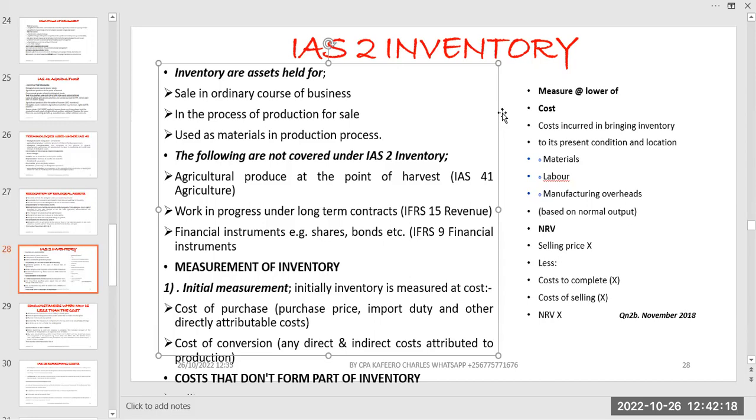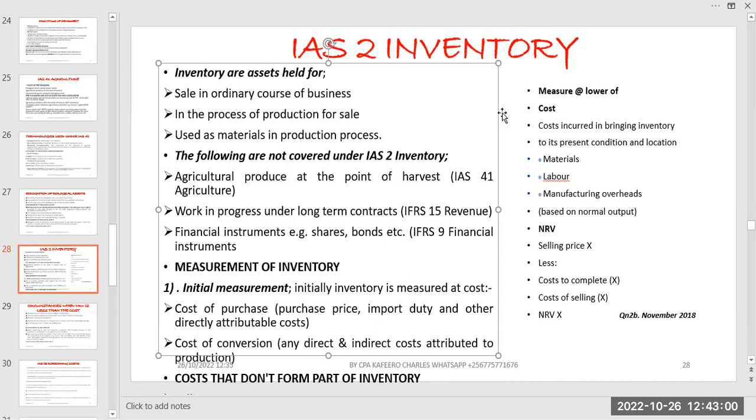Then we have work in progress under long-term contracts. Yes, we may have unfinished work, but if they are in contract, it means that will be accounted for under IFRS 15, that is revenue from contracts with customers. So we have another one with these financial instruments. Financial instruments, we are talking about the debentures, bonds, shares, and all other traded instruments as you know them. Those are accounted for under IFRS 9, that is financial instruments.